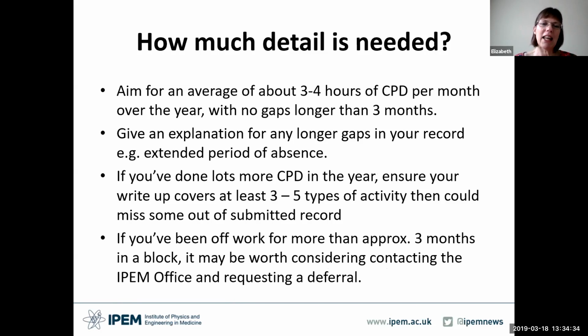So if you've done lots and lots and lots of CPD in the year, just ensure that your write-up covers between 3 and 5 types of the activities that we've got. Then you could actually miss out some of your activities out of your summary that you submit for audit. It's not necessary to go overboard and give us huge amounts, but showing us that you've done CPD continuously for 3 to 4 hours a month is enough evidence to submit.